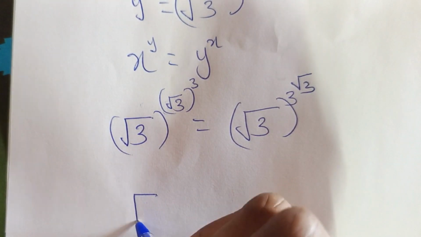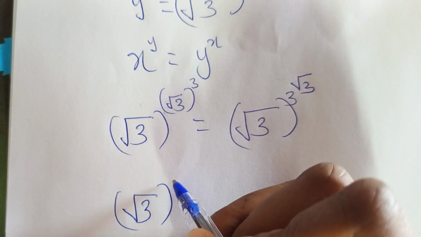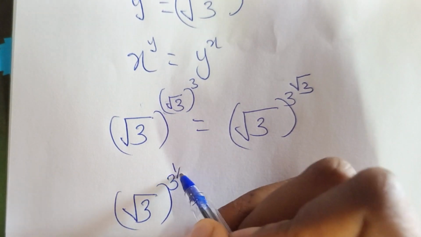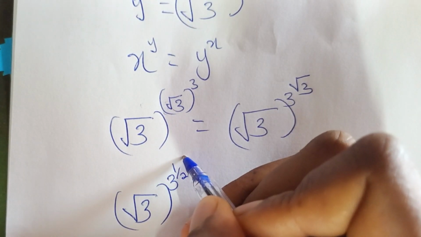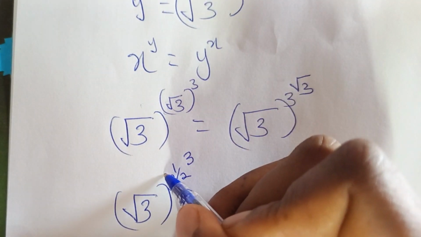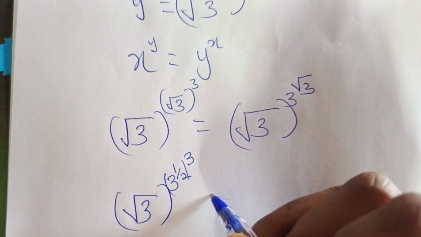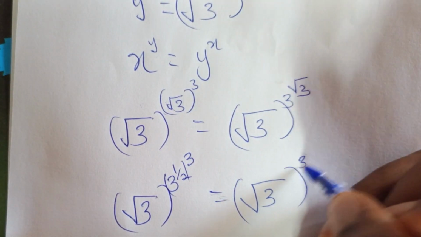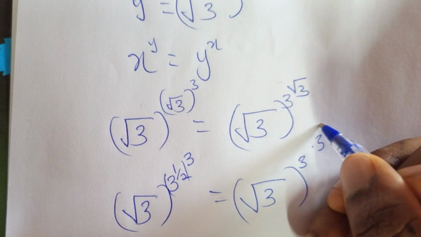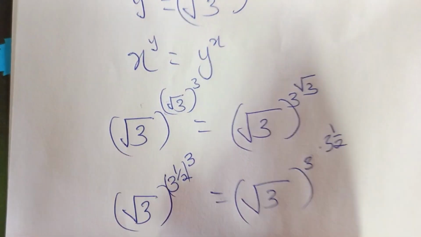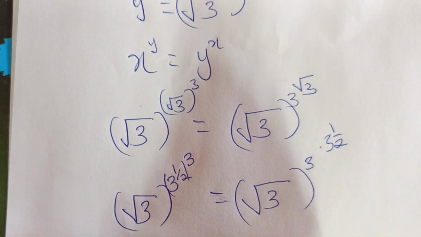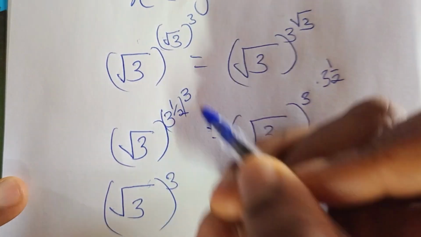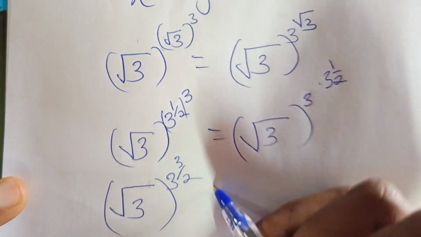We have root 3, then 3 raised to power 1 over 2 power 3 equals root 3 and 3 here raised to the power of 1 over 2. Now here we multiply root 3. We multiply 3 by this one. We have 1 times 3, we have 3 over 2.